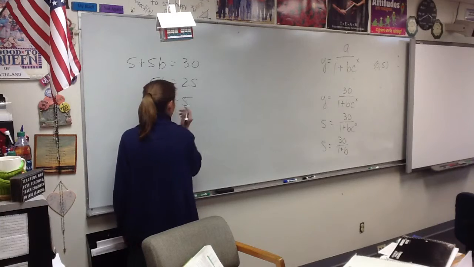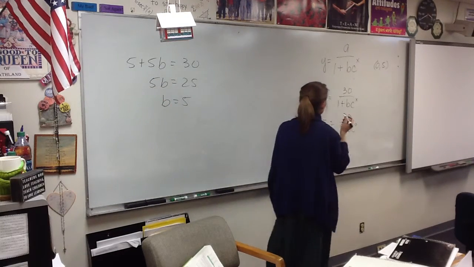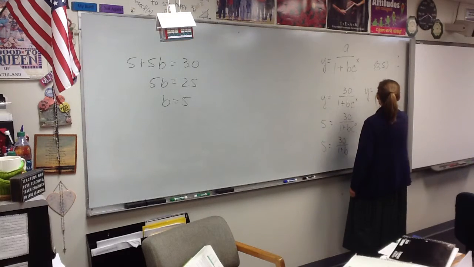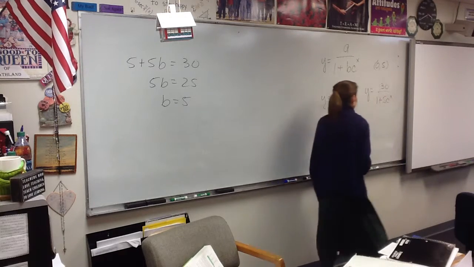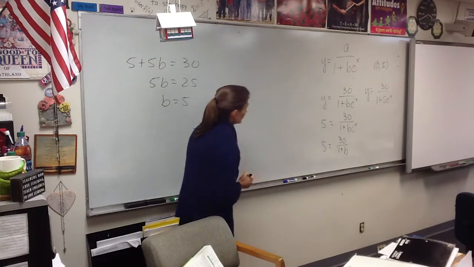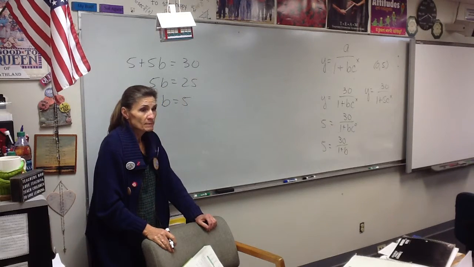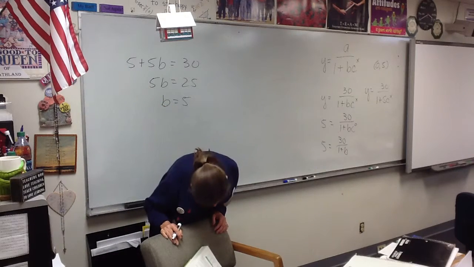Did you get B as 5? Yeah. Well, so far this is working out pretty nicely. So your equation so far is 30 over 1 plus 5c to the x. Everybody up to this point okay? Well, what did you do next then?